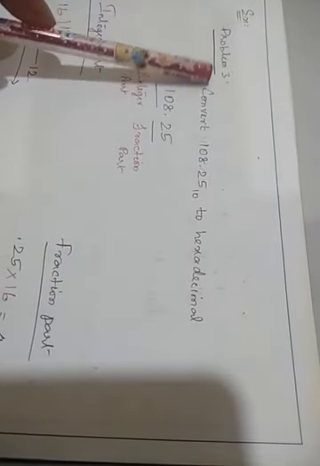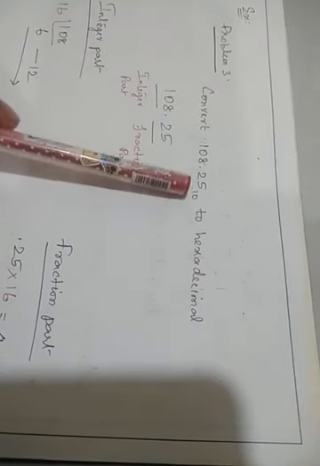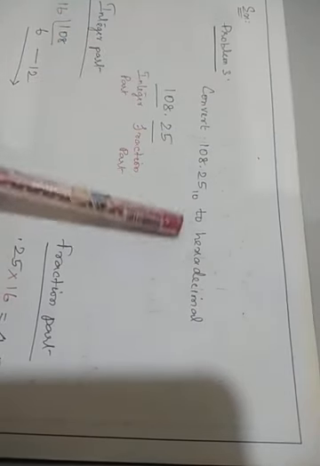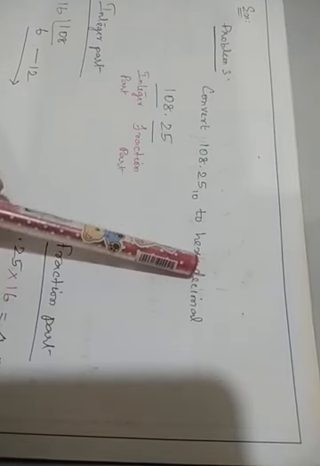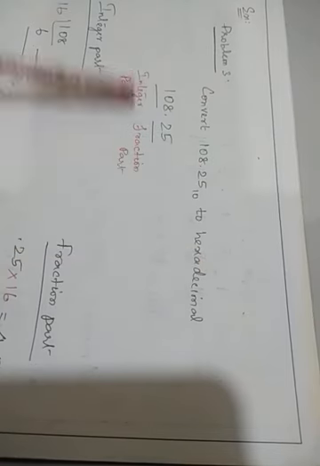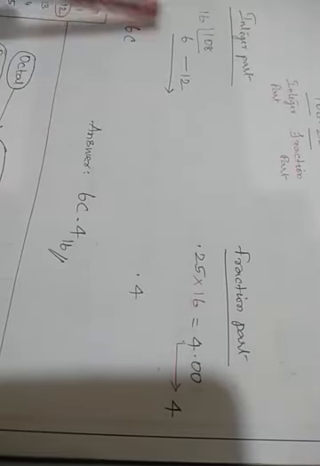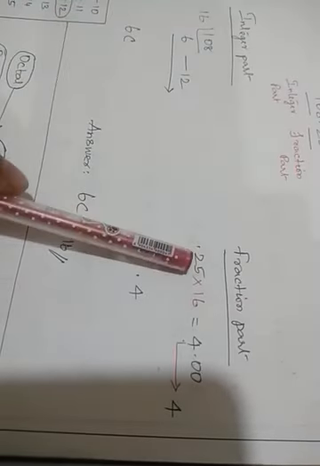So we have taken an example problem, that is 108.25 to the base 10 to hexadecimal. This is a decimal number. We need to convert this decimal number into hexadecimal. So integer part, fraction part, again the same method. The integer part is 108 and the fraction part is 0.25.